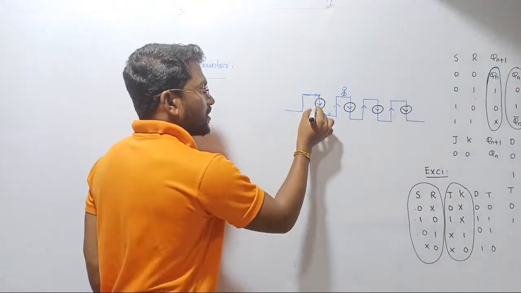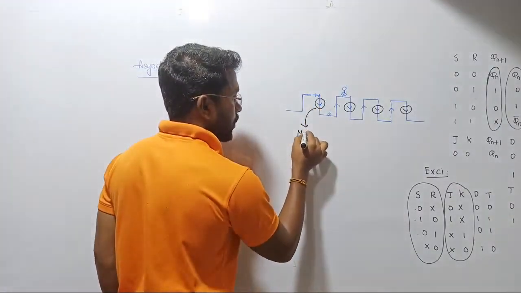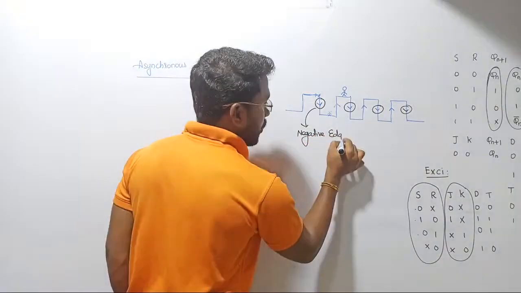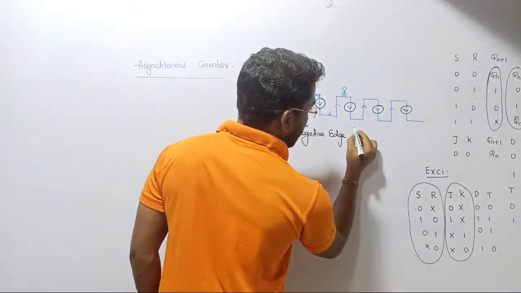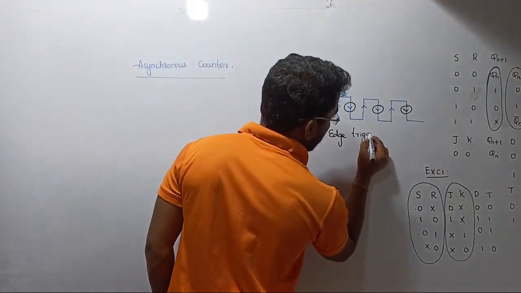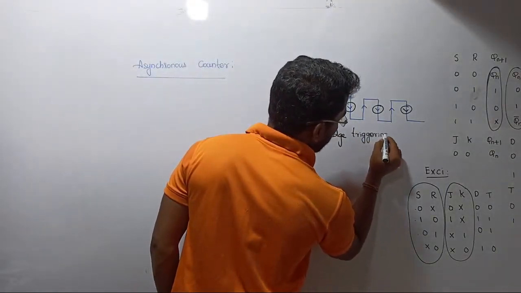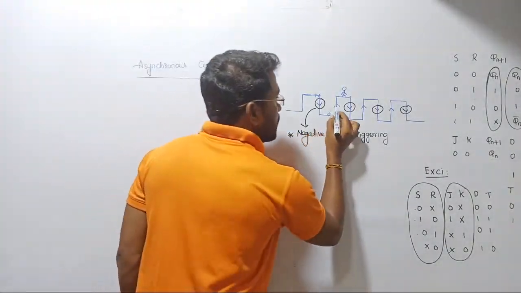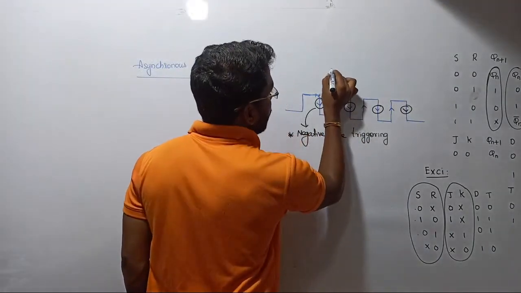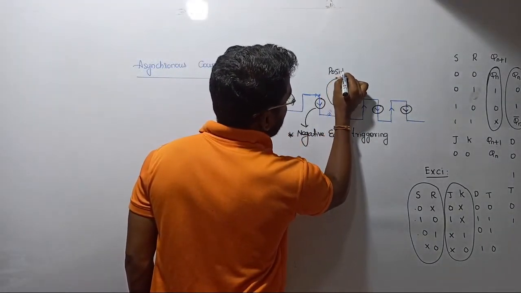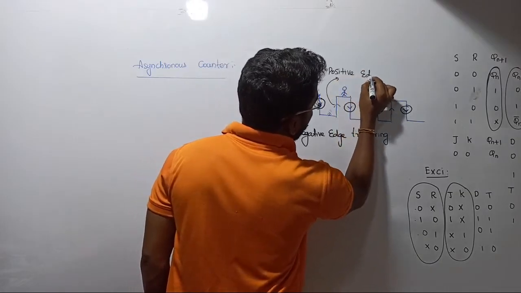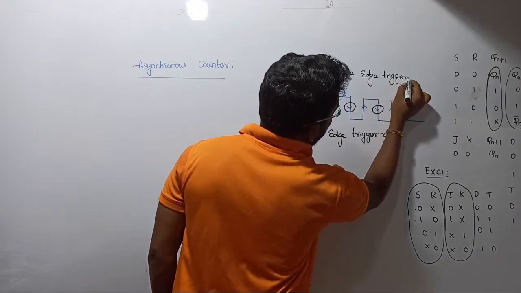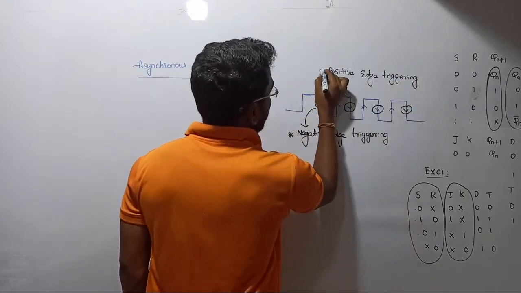See there, this is called negative edge triggering. Don't be panic. I will let you all understand. This is called negative edge triggering. Okay, second thing, this is called positive edge triggering. Yeah, that's all. So what do I mean here?